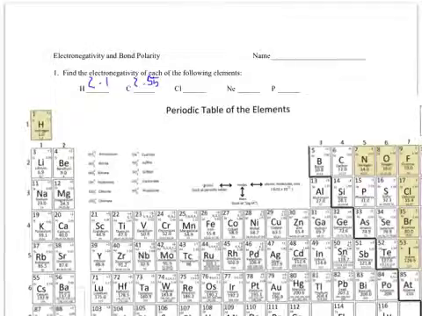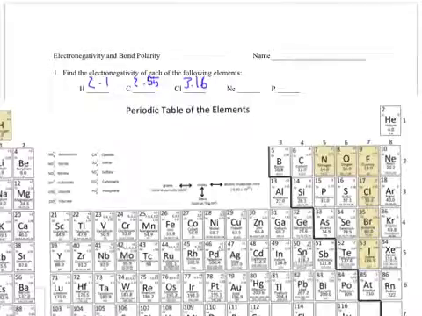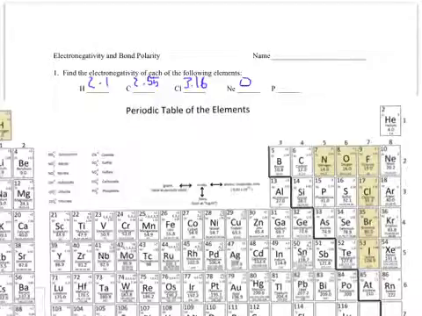Chlorine looks to be 3.16. Neon is, if you look, watch this. Hey, it's 0. And remember, electronegativity is how hard an atom pulls on the other atom's electrons in a covalent bond, or in a bonding situation. And since neon doesn't form any bonds, it has an electronegativity of 0. And then phosphorus, which does form bonds, should have an electronegativity, and the value is 2.19.